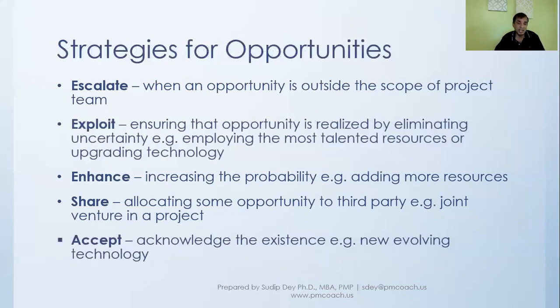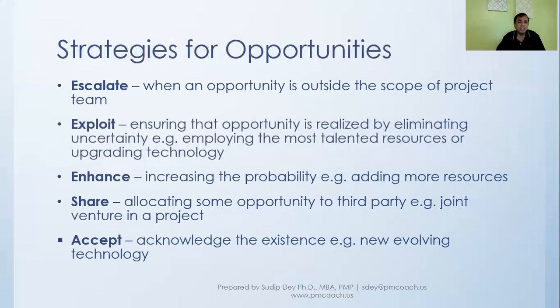And finally, accept and acknowledge the existence. If it comes, well, we will take advantage of it. But we're not doing anything at this point of time, which is, for example, some new evolving technology. We don't know, but if it comes, we'll take advantage of that. So there are, again, 5 strategies for opportunities and 5 strategies for threats.